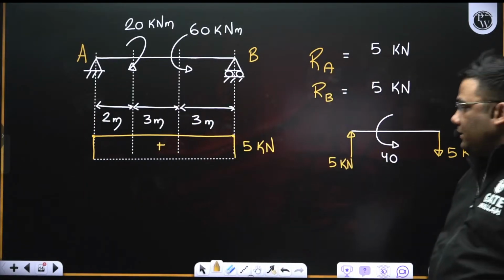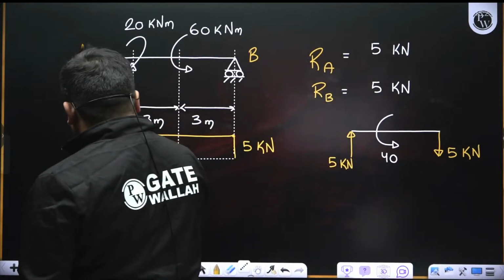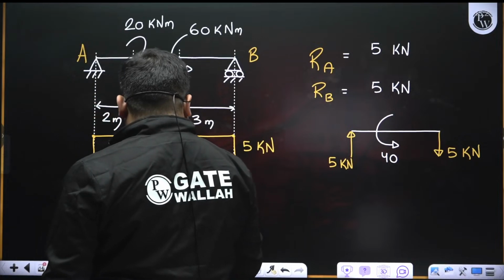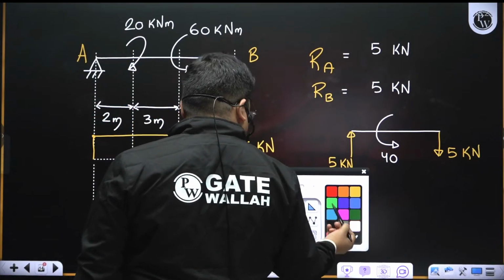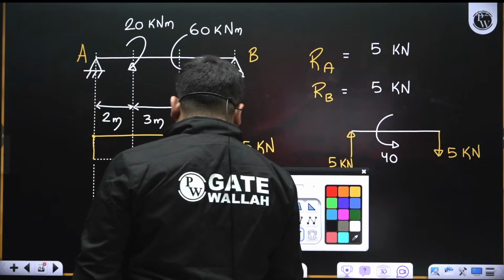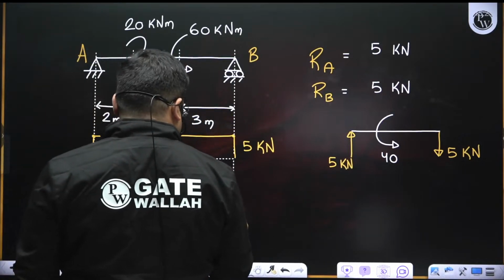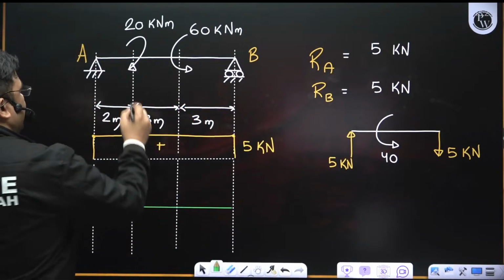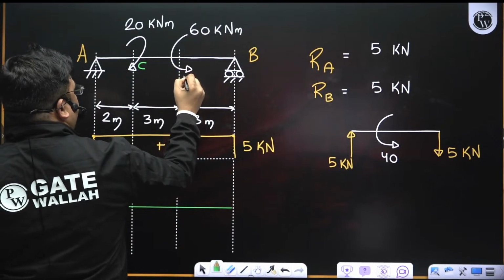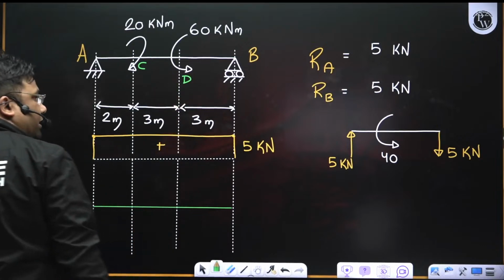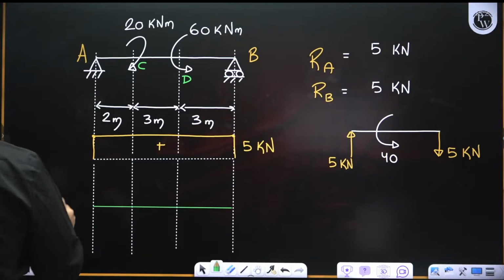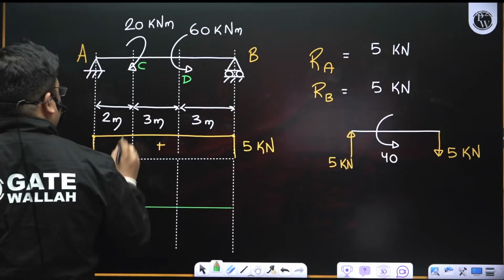So if they ask what is the value of shear force, it is 5 constant everywhere, right? Now the interesting thing is the bending moment. Can you give me the value of bending moment? Suppose these points are C and D. Anyhow it will be 0 at A and B. Can you give me the bending moment at C and D?